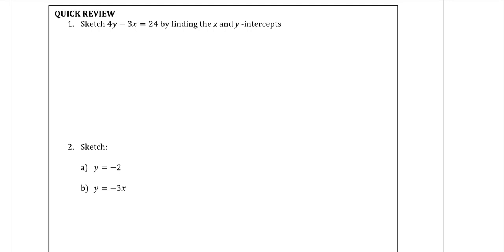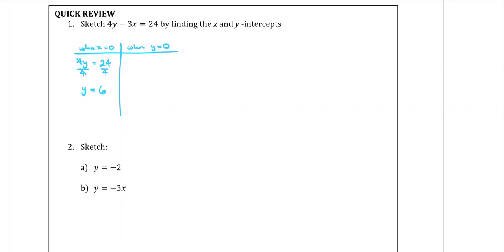To do this, I draw up a little table to find my intercepts, and on one half I sub in when x equals 0, and on the other side I sub in when y equals 0. If x equals 0, that whole term disappears, and I would have 4y equals 24. Then I solve it by dividing by 4, and that would give me y equals 6.